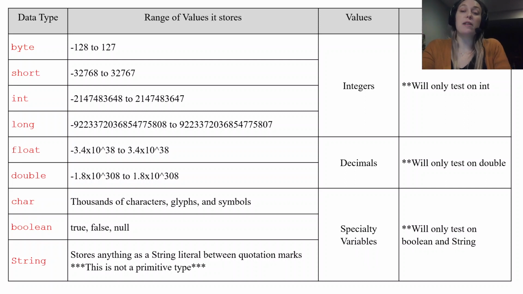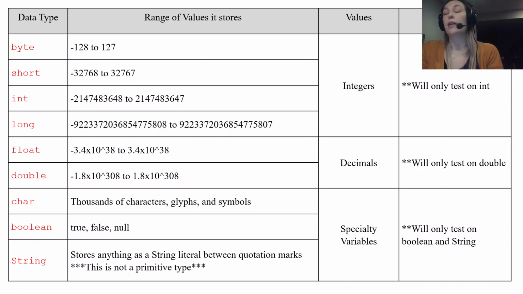These are just specialty variables, and the AP exam will only test on boolean and string. And we'll see how we use those in programs. It won't test on char, and that's because you can represent any character as a string. So we just primarily work with strings. And we can do some cool things with strings that we'll talk about later on too. So we like working with strings. Those are your data types: 8 primitives, and then we have our string data type.